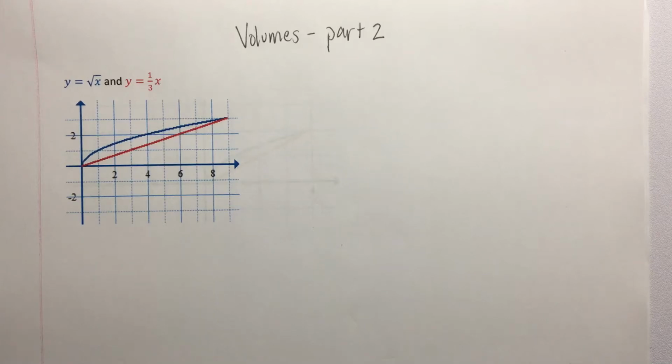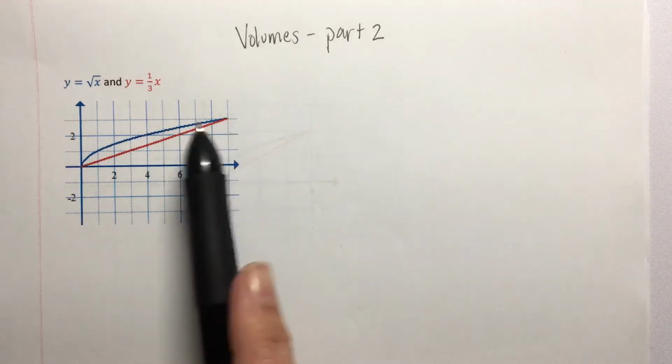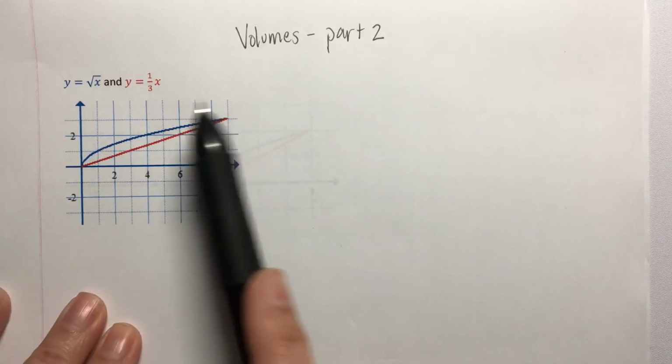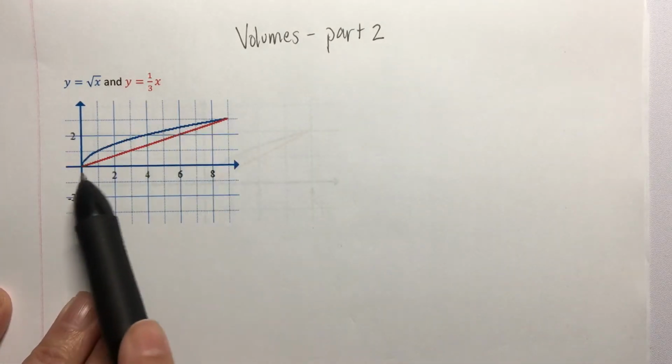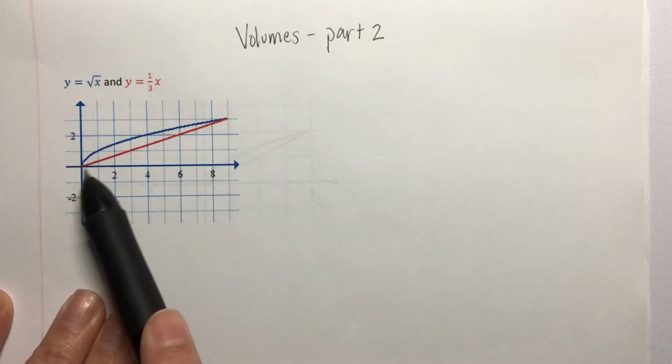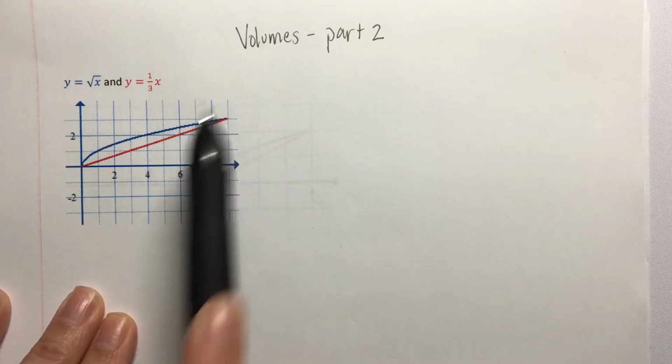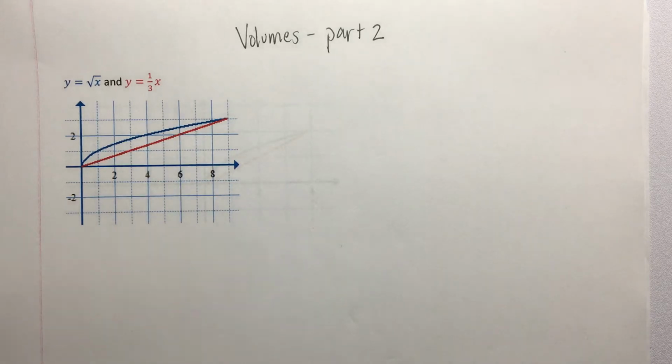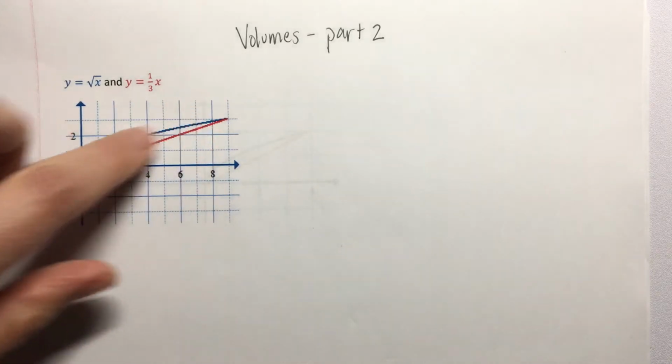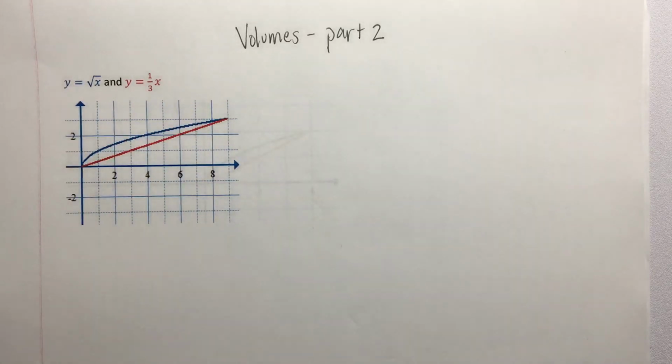Hey everyone, we are continuing with our volumes. This is our part 2. So this time we have two functions here. We have the square root of x again, and we have 1/3 x, and we're looking at 0 to 9. So you've done the area of a region like this before, and that was no big deal, right?